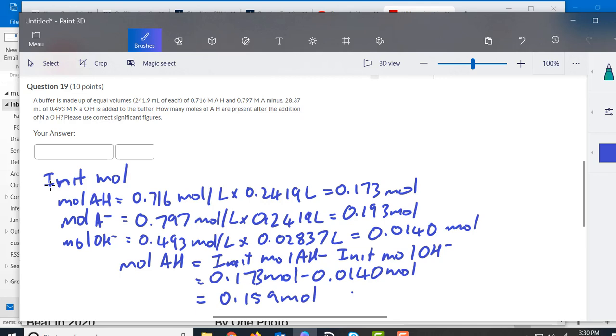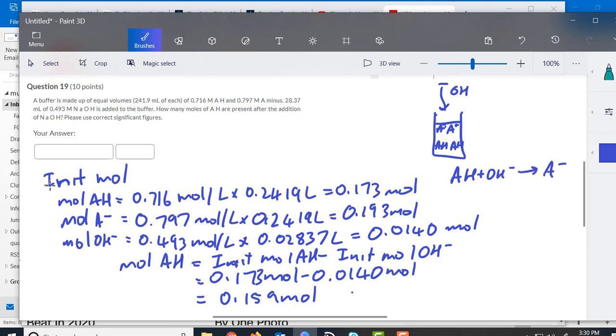Now, the justification for this is that let's say we've got a picture here and we've got pretty much equal amounts of A minus and AH in our solution. When we add in OH minus, it's not going to react with the A minus, it'll react with the AH. And the reaction looks like this.